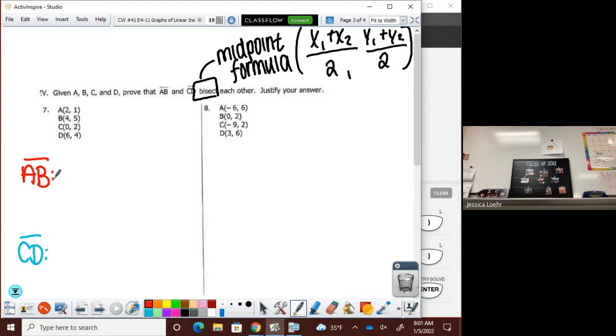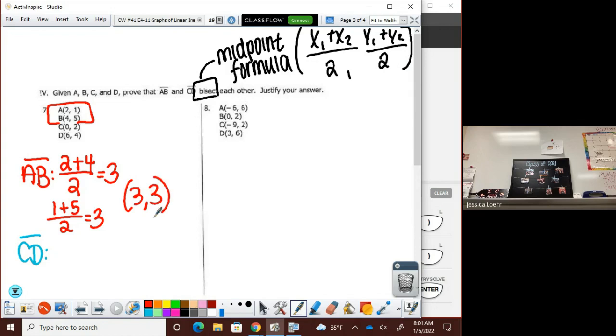So the average of the x's for A and B is 2 plus 4 over 2. I'm literally taking the average. Add them together and divide by 2. So that gives you 6 over 2, which is 3. The average of the y's, 1 plus 5 over 2. 1 plus 5 is 6. 6 divided by 2 is 3. So your midpoint is 3, 3 for AB.